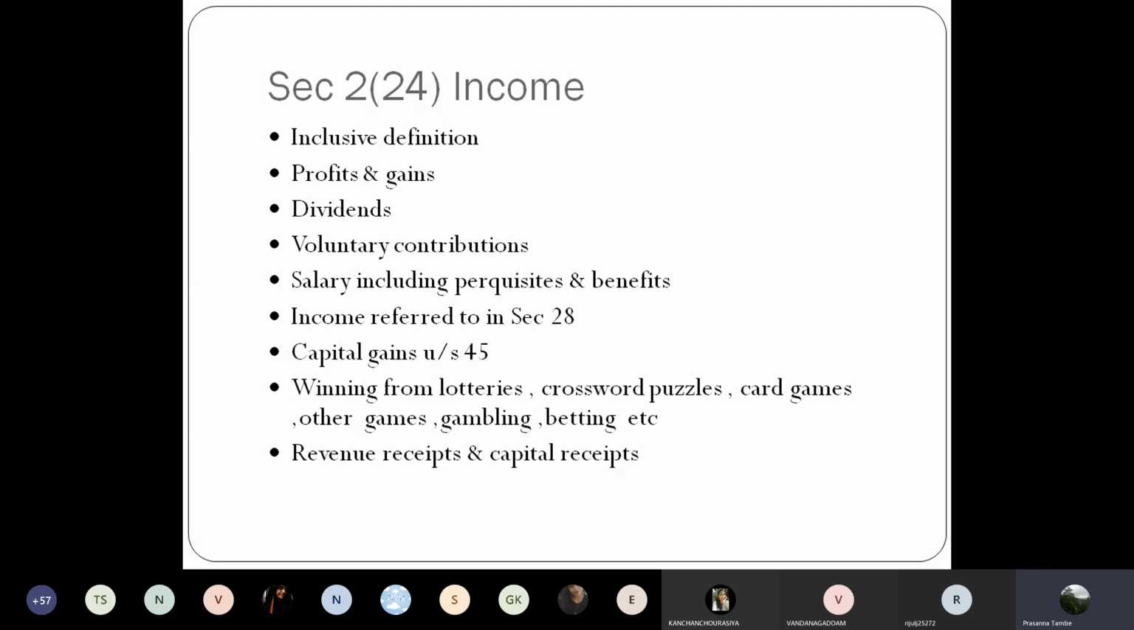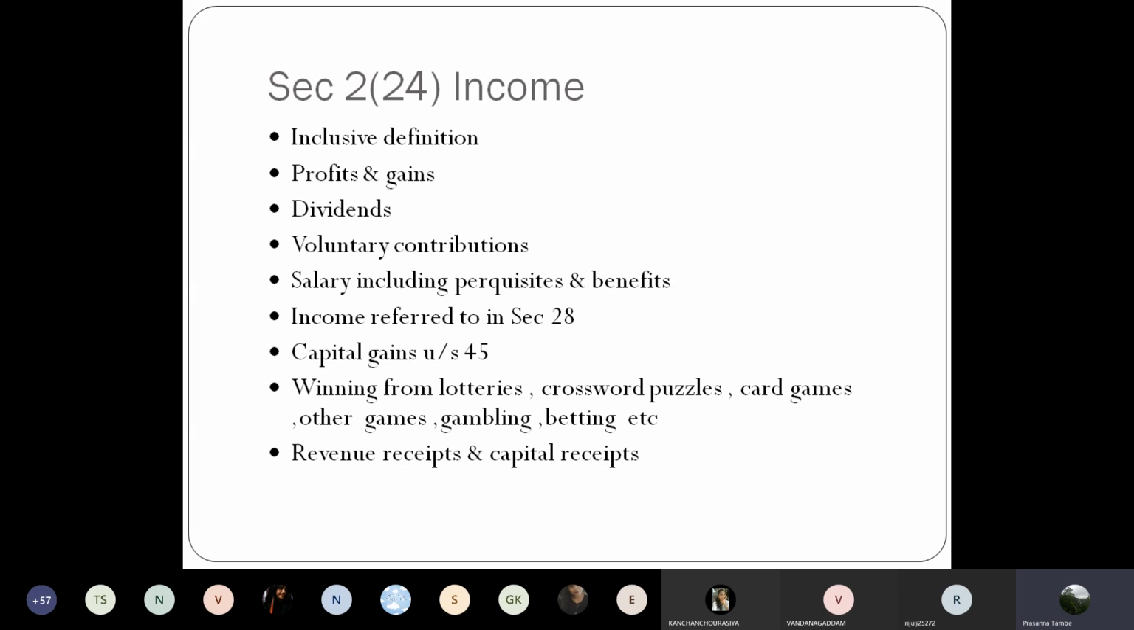Now when you use the word salary, it also includes perquisites. Perquisites are non-monetary benefits. From your employer, you get the cash component of salary. You may get some benefits which could be monetary or non-monetary. All these benefits are part and parcel of salary, for which more discussion will follow when we discuss income from salary. But basically income includes this salary, perquisites, and all other benefits.